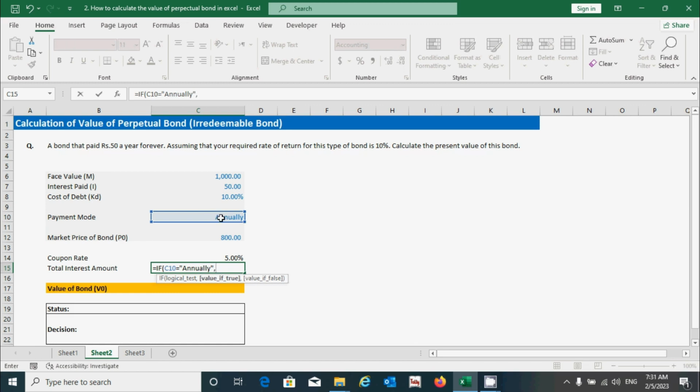Now let's provide the result if this condition is met. So if this equals annually, then what will happen? Yes, this times 1. Otherwise let's make another condition by simply copying this from here by pressing Ctrl C, clicking here and pressing Ctrl V to paste it. Now let's change the payment mode from annually to semi-annually, and change the value from 1 to 2. Similarly for quarterly, monthly, weekly and daily, we can make it the same way. Okay, so I'm going to quickly make it.